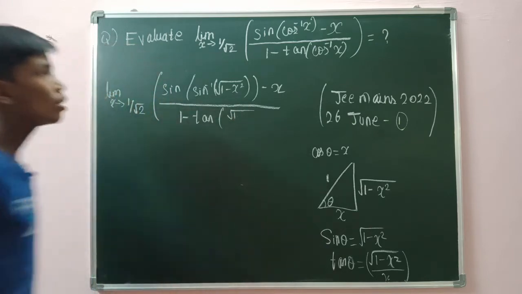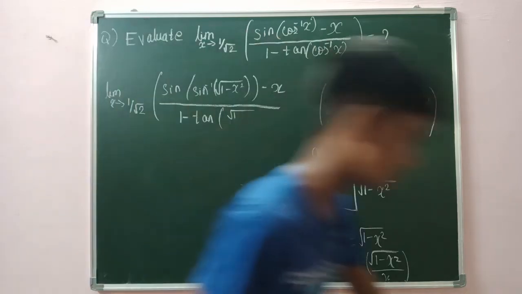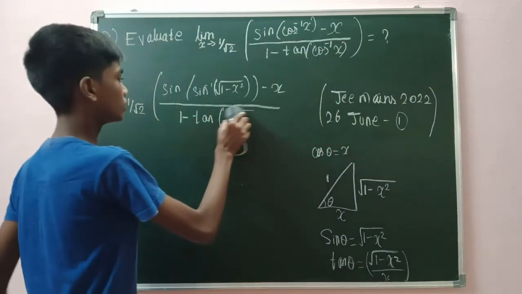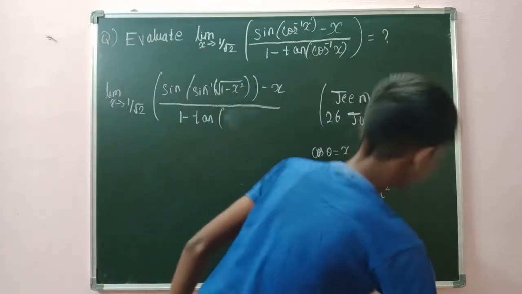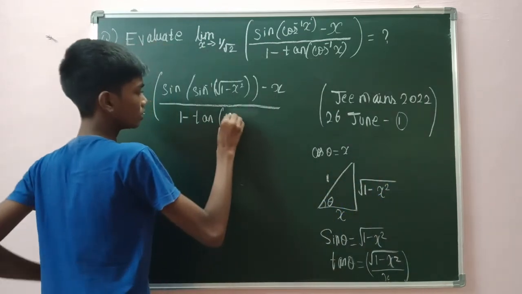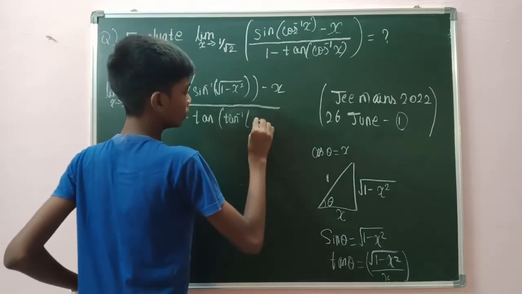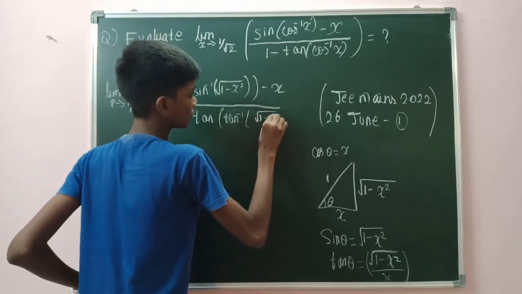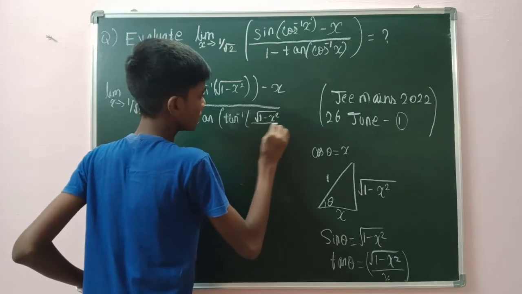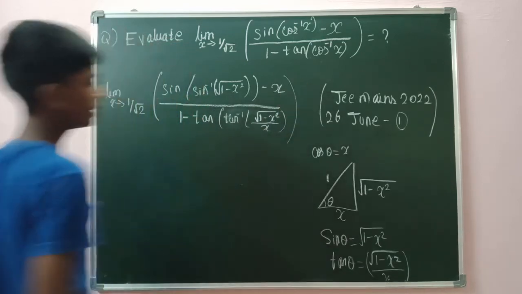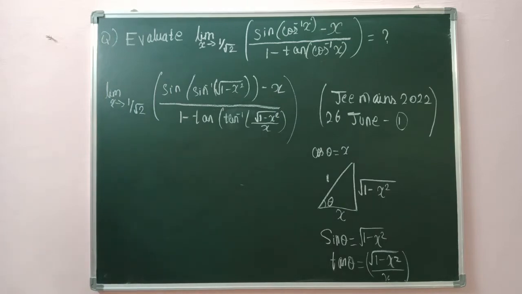Okay. So from this only I am going to say that this will be tan inverse. Okay. 1 minute please. I need to write tan inverse. Tan inverse of root of 1 minus x square by x. Okay, so that is what I did now. Okay, it's a very simple task.